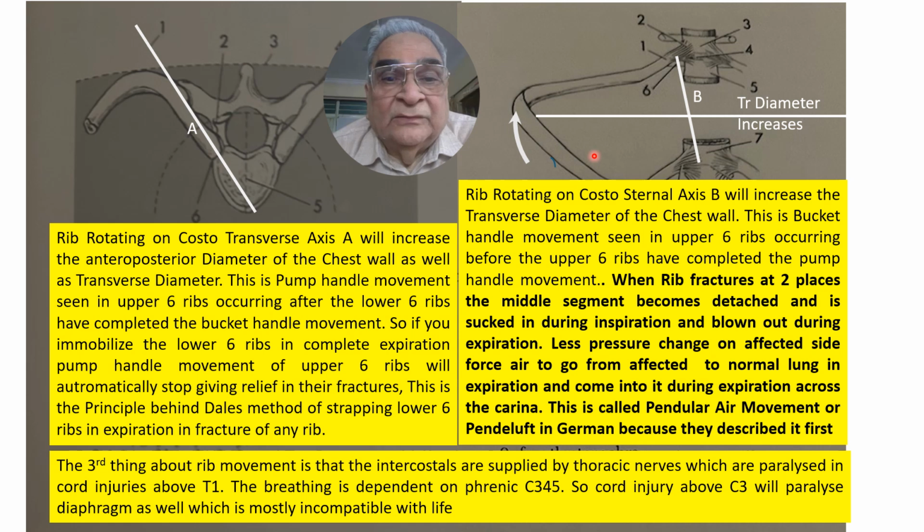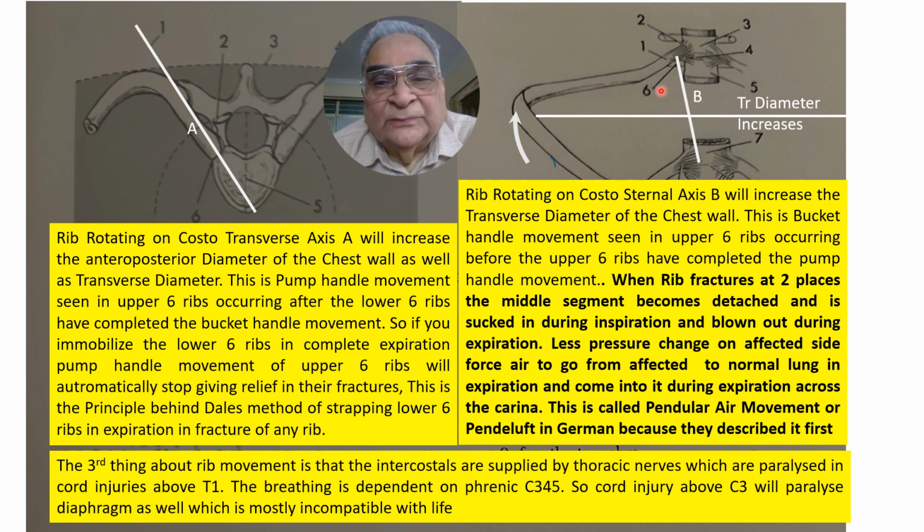Then we will talk about if this rib is fractured at two places. Then the intermediate fragment has become flail. It is not moving with the rest of the chest wall. In inspiration, it will be sucked in. In expiration, it will be blown out. And thus, this is called the paradoxically moving segment of the chest.